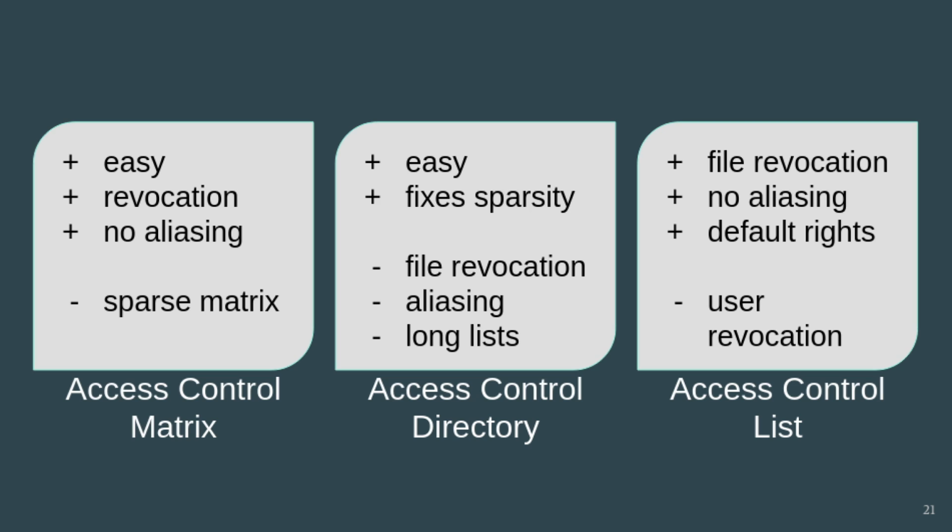It is subject to aliasing confusion, and there can be long lists when every publicly shared file has to be listed for every user. Finally, an access control list is efficient. It makes it easy to revoke all access to a file. It does not suffer from aliasing issues, and it allows for default rights to be used efficiently. However, it is more work to revoke all of a user's rights. Every list must be traversed. We'll end here.